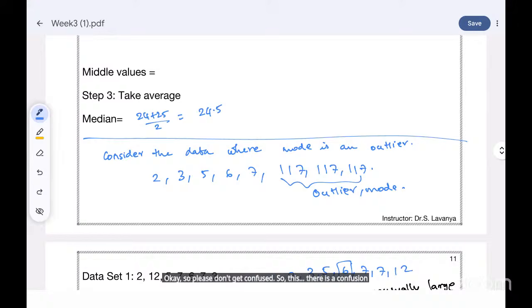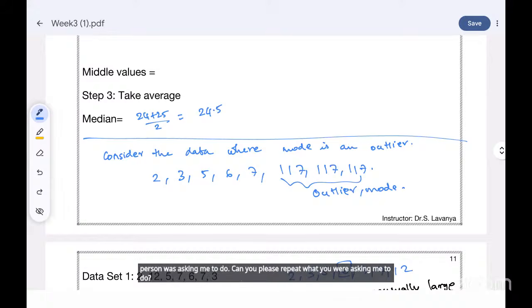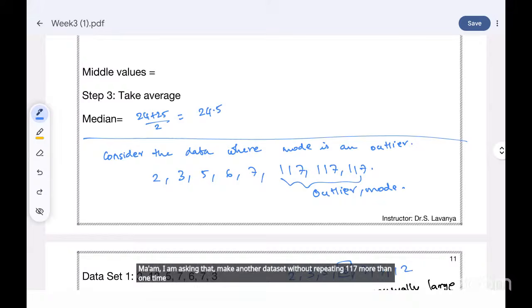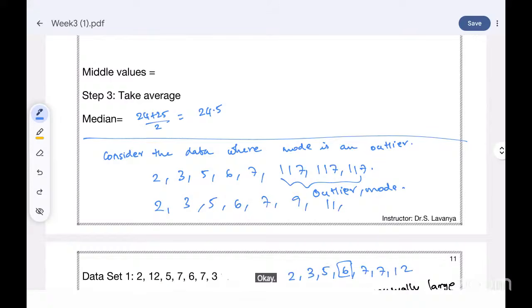Let me try to complete this part, whatever the other person was asking me to do. Can you please repeat what you were asking? Ma'am, I am asking that make another data set without repeating 117 more than one time, and keeping the number of observations the same. Okay. In this case 117 is the outlier.